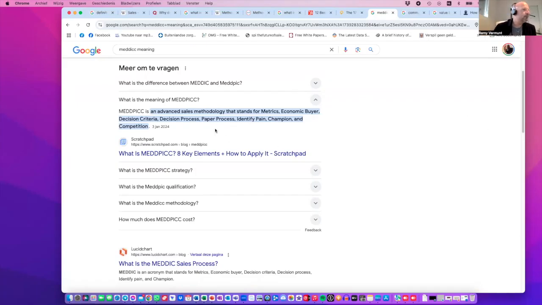Decision process. Paper process. Oh, there we have it. That's the P. Paper process. Okay, great. Champion and competition. Oh, we forgot that one. We forgot paperwork and competition. Okay, it's a set of qualification items. It's a set of checks. It's not a methodology. It's not a method. It's not a sales process. It's good to have it. It's not enough.